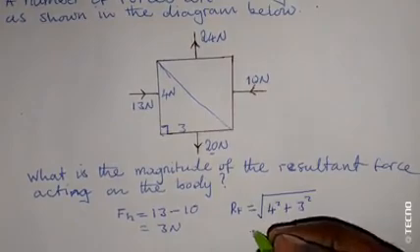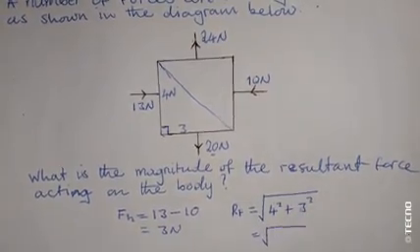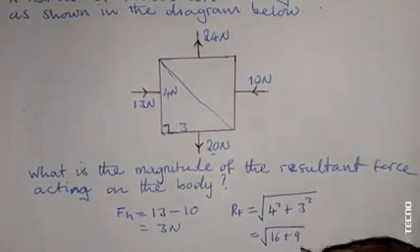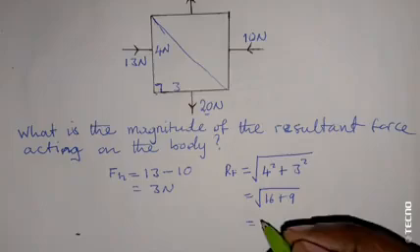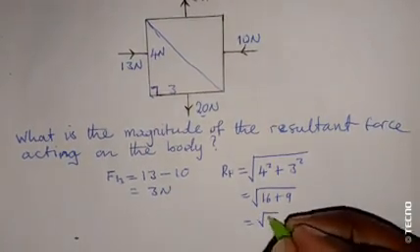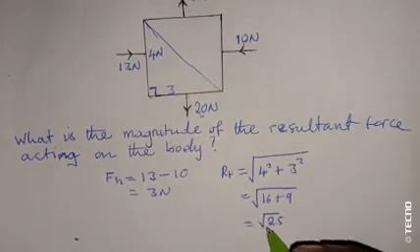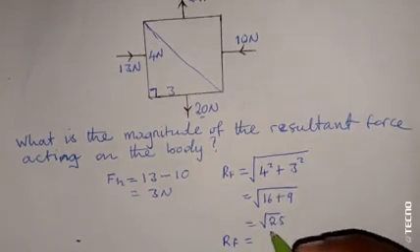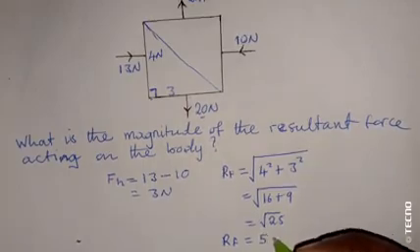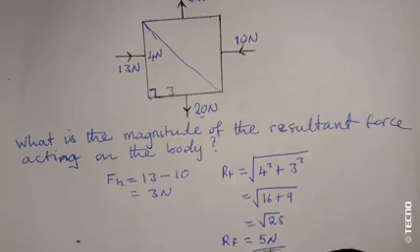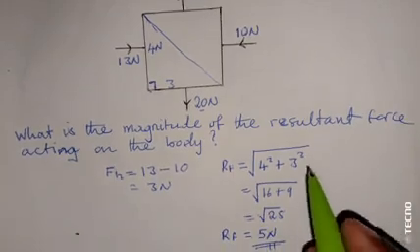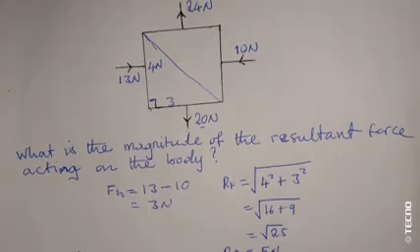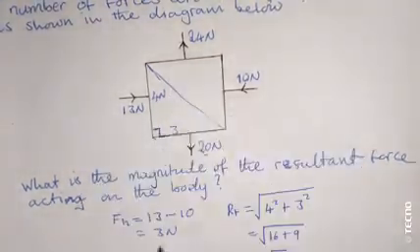Once we do this, we are going to have 16 plus 9, which will give us root 25. The square root of 25, so the resultant force here is going to be 5 Newton. So this is the magnitude of the resultant force. It is 5 Newton. This will be the resultant force that will be acting on this body.